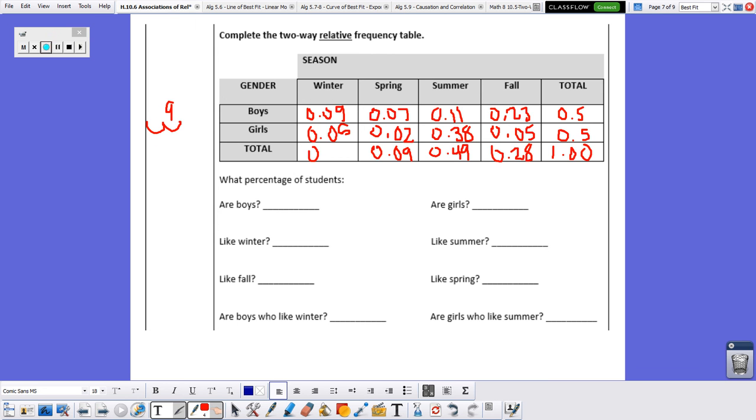And we're just going to keep on going. There we have it. So we have our relative frequency table now. Now we're going to answer some questions about that. Okay, so what percent of students are boys?